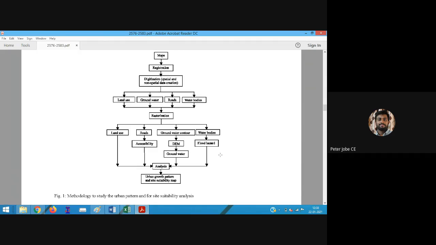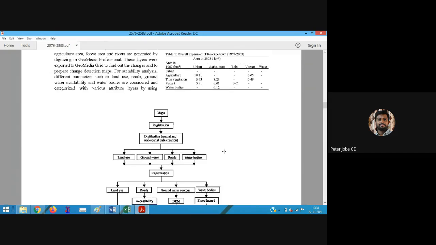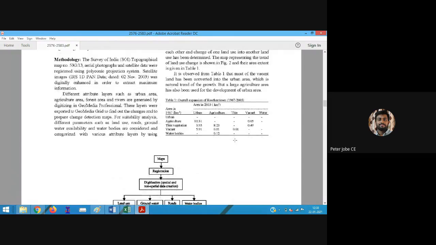So this is the strategy or the methodology that they have followed, and you can refer to this same methodology. So in table 1, they have also summarized how the land use pattern has changed over the years, or the overall expansion of Roorkee Town from 1967 to 2003. And you can see how the area has changed all these years.